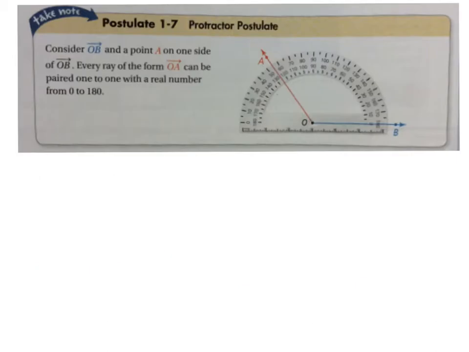Postulate 1-7 is called the protractor postulate. It basically says that any angle can be assigned an angle measurement. The angle measurements are going to be from 0 degrees to 360 degrees, although we will usually be looking at just angles from 0 to 180 degrees. Let's go ahead and look at a quick example of how to use the protractor in case any of you have forgotten.